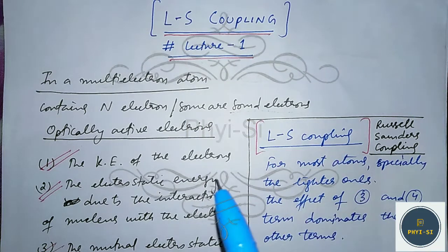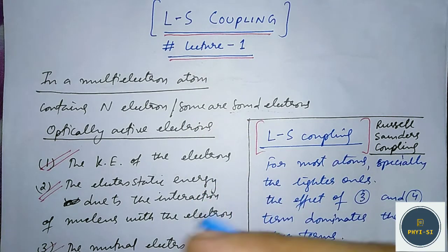In this particular video and the subsequent videos, we will study a very important topic in atomic and molecular physics, so you can say in quantum physics, which is called LS coupling. LS coupling and JJ coupling are applied to multi-electron atoms.